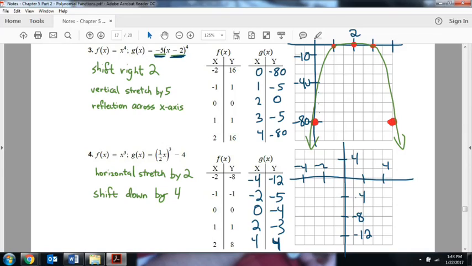So I'll just label real fast. Alright, so we got negative 4, negative 12. Negative 2, negative 5, so it's right there. 0, negative 4. 2, negative 3, and 4, 4.